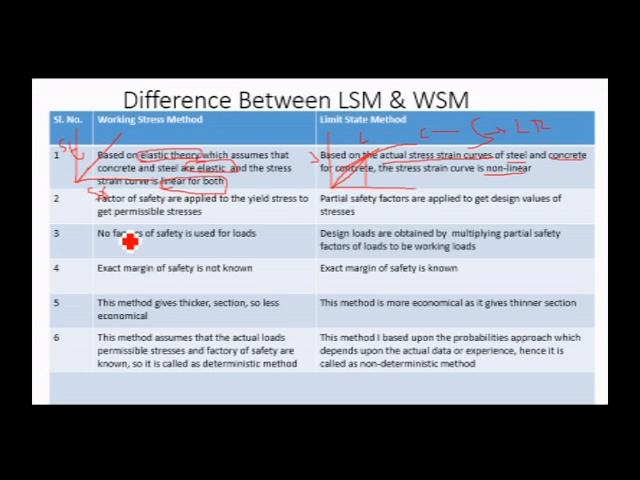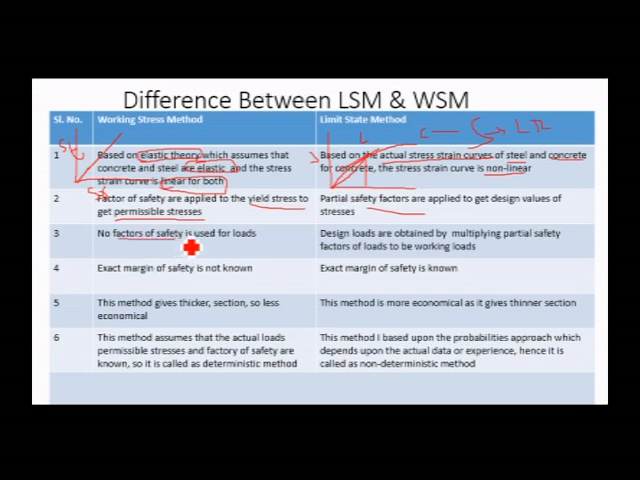And coming on to the second point, working stress method: factor of safety is applied to yield stress to get permissible stresses, whereas partial safety factors are applied to get the design value of stresses in limit state method. So here the yield stress is considered, here the factor of safety is considered as per IS 456, and no factors of safety is used for load.